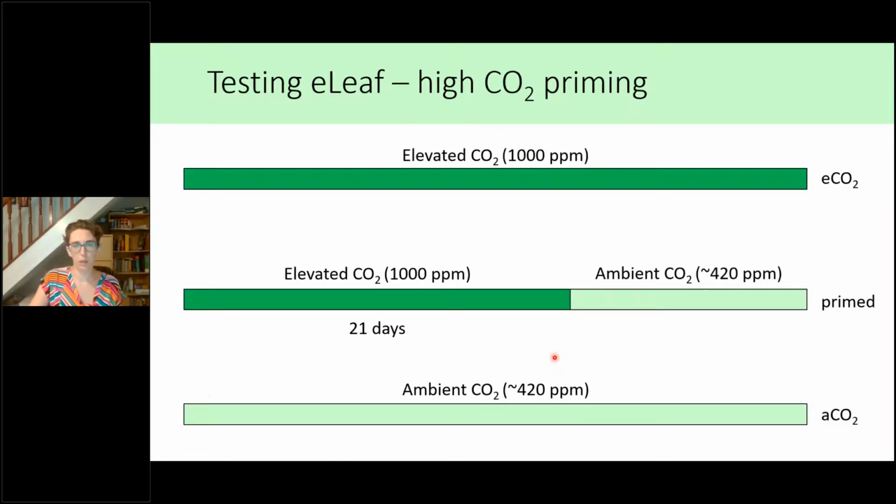So in order to attempt to create this test system, we've got three treatments here. We've got rice grown at elevated CO2, 1000 ppm, and rice grown at ambient CO2. And then we've got a third group of plants, the primed plants, where we grow them at elevated CO2 for 21 days, at which point leaf 5's structure is fixed. So leaf 5 has an elevated CO2 structure. We then transfer this batch of plants to ambient CO2 conditions and leave them to grow for a little bit longer in the hope that their metabolism will adjust to ambient conditions.